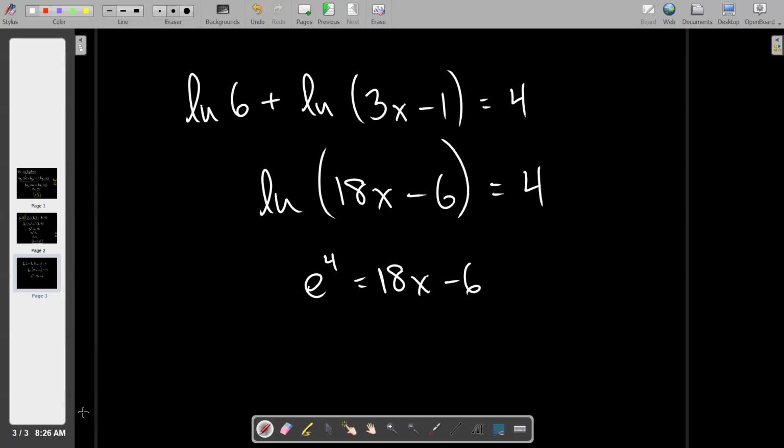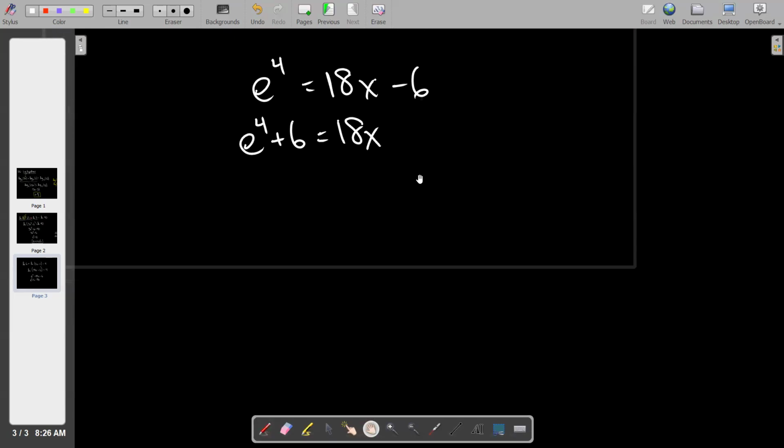Six. Add 6 to both sides. See, we treat E like a variable because it's not really combinable with stuff, but you're used to it by now because you've been doing it for 20 minutes. So divide by 18 and you're done. X equals E to the fourth plus 6.